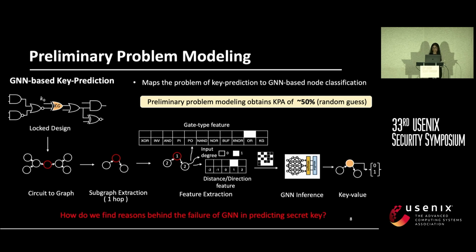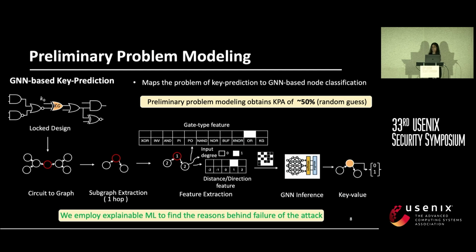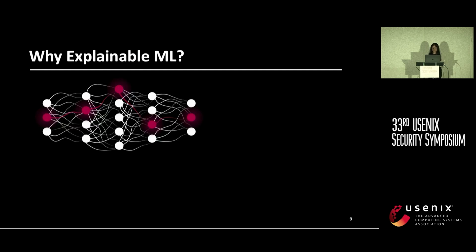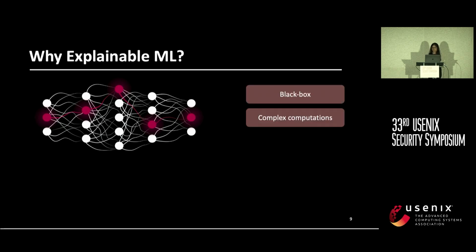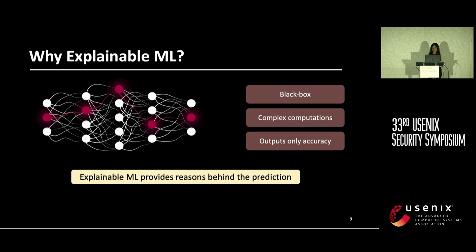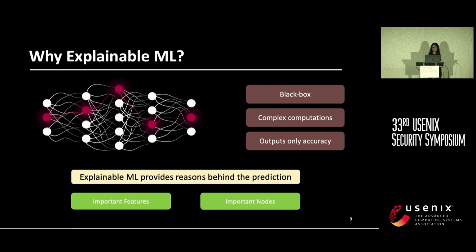To that end, we employ Explainable ML to find the reasons behind the failure of the GNN. Traditional neural networks work like a black box and do not provide reasons behind the complex computations. It is challenging for humans to interpret the reasons behind this complex computation, as neural networks output only accuracy or predictions. Explainable ML provides reasons behind these predictions. For instance, Explainable GNN provides important features and nodes as reasons behind their prediction. Thus, we employ Explainable GNN in our work to obtain the reasons behind the prediction of the attack.